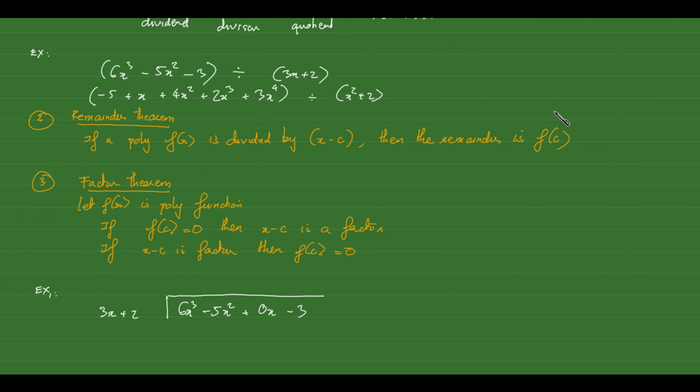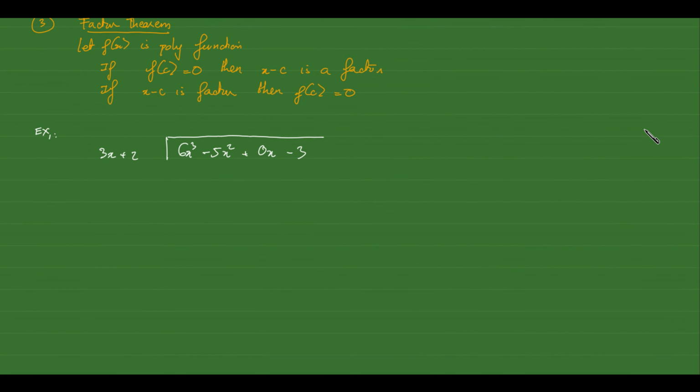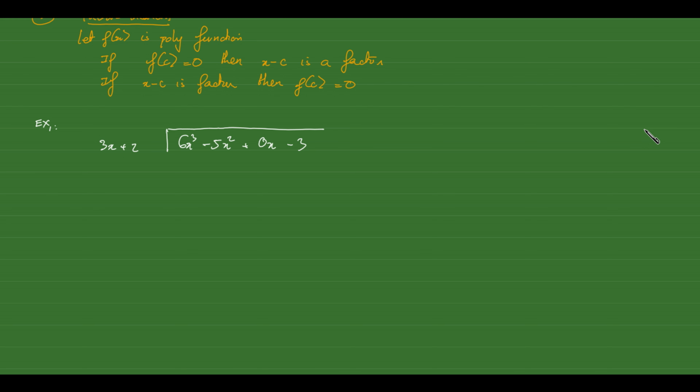You do the same as you do the regular division. You pick the first term of this and divide by this. So you ask yourself, how many times does 3x go into 6x to the third power? 6 divided by 3 is 2, and x cubed divided by x is x squared. So 2x squared.